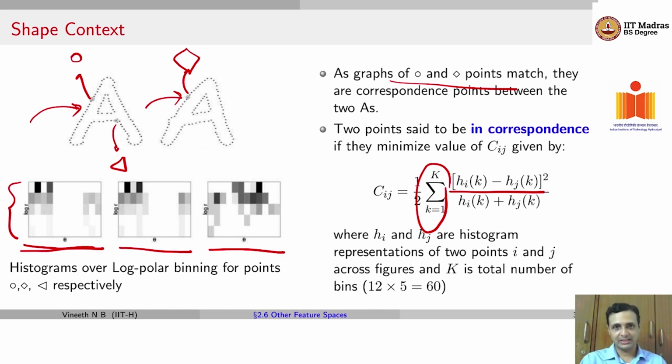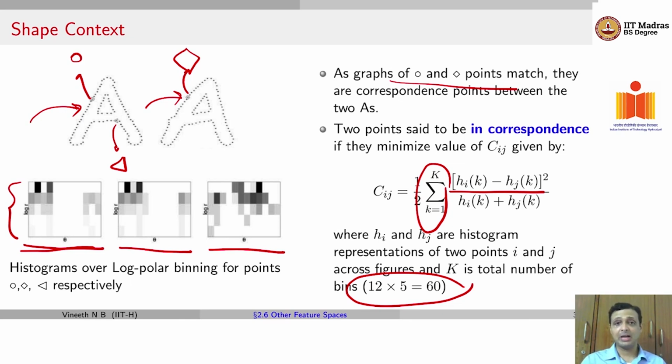Hi is the histogram of the number of pixels in each of those bins around the ith pixel, and similarly hj for the jth pixel. Hi of k would correspond to the count in one of those bins. And what is small k or capital K? Capital K is the total number of bins, right? So hi of k would be the count in one of those bins.